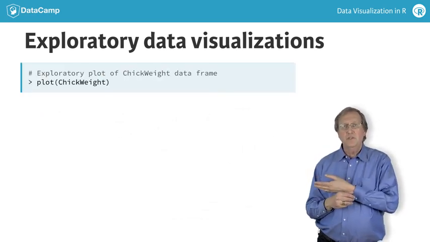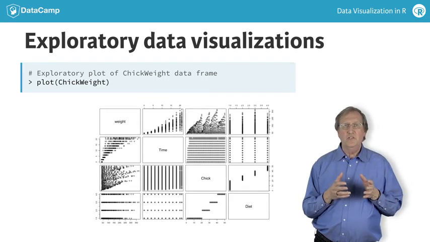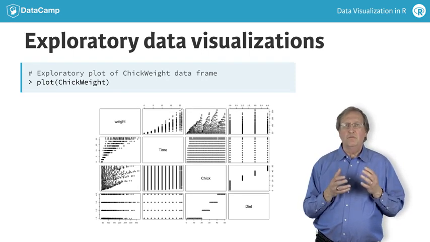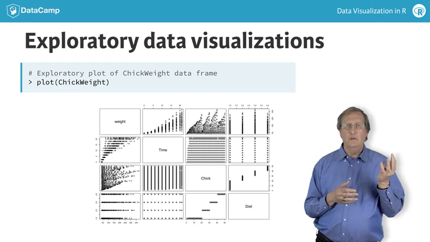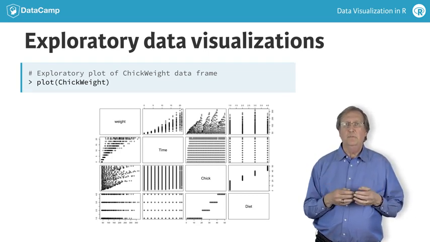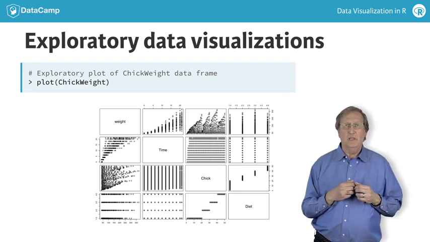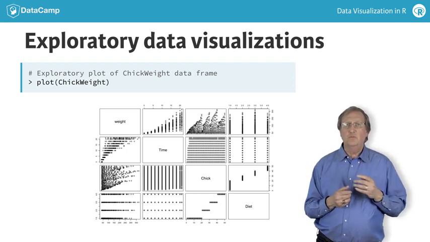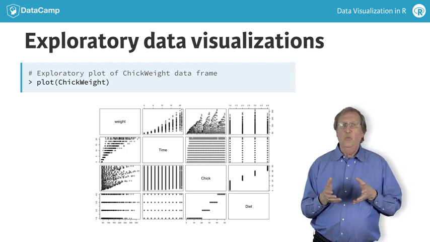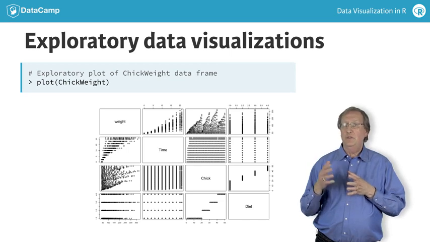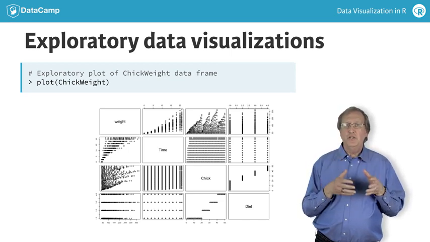The plot array on this slide provides a representative example. It summarizes the relationships between the four variables in the chick weight data frame in R's built-in datasets package. From these plots, we can see, for example, that weight varies systematically with time and that the chicks were assigned to 4 different diets.